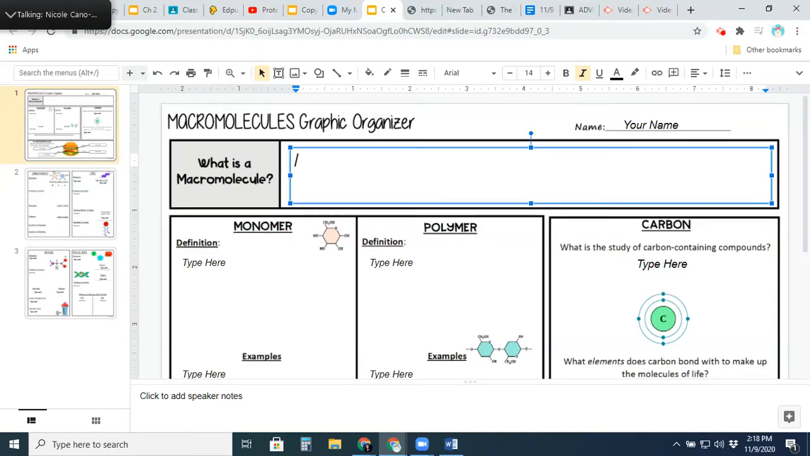Hi guys, so today we are going to take a look at macromolecules. This graphic organizer can be found under week 10, 11, 5 notes.